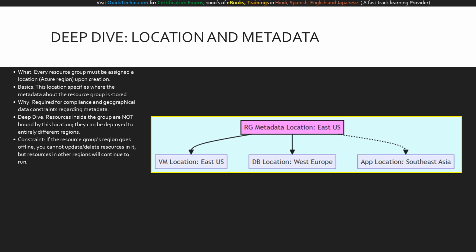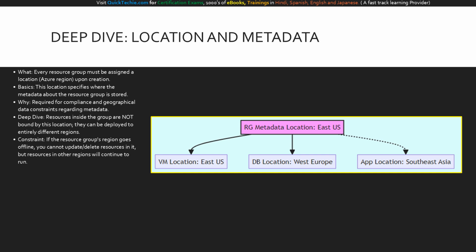This brings us to a critical deep dive topic that often confuses administrators: resource group location and metadata. When you create a resource group, you must select a region. What does this mean? This location specifically dictates where the metadata, the data describing your resources, is stored. Why is this required? Because many organizations have strict legal constraints on where data, even metadata, can be physically located.